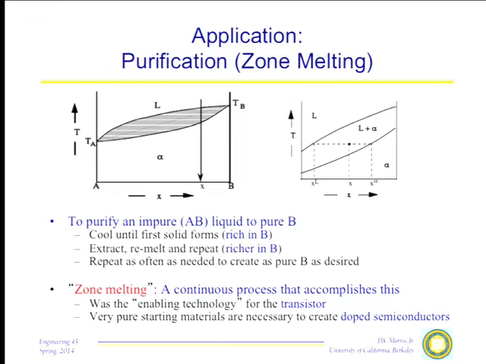I can also make an A as pure as you want it to be. To do that, all I have to do is take out the alpha, throw it away, and keep the liquid, because the liquid is constantly evolving toward the A side. So I can go either way with the zone melting process, just repeating. And that's what happened. That was the enabling technology that allowed the transistor and subsequently microelectronics to come into being. Question?